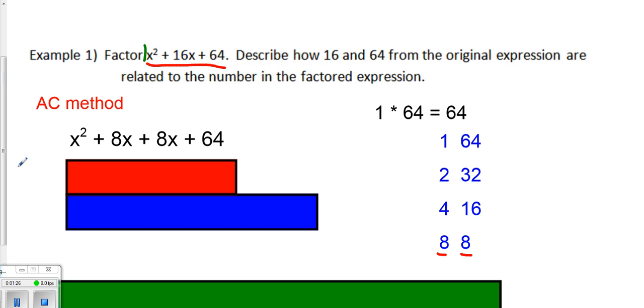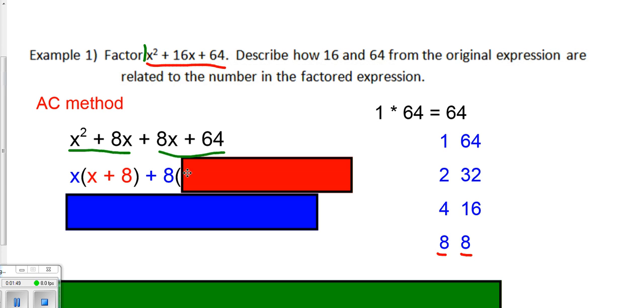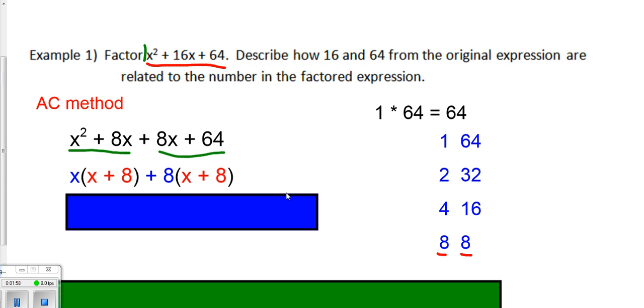Now, we're going to factor by grouping. We have our first group here and our second group right here. If we look at that first group, we can take x out of both of those. So it looks something like this, x on the outside times the binomial x plus 8. If we look at the second group, we can take 8 out of both of those, positive 8. 8 times what would make 8x? Well, that would be x. 8 times what would make positive 64? That would be 8.